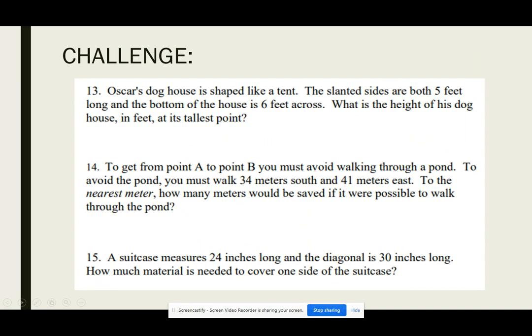Okay, so 13 through 15 are our challenge problems. You can do those on your own and you can email them to me to let me check them. Again, I recommend drawing a picture for each one of these. Be very careful. They are all multi-step problems, so it's not just as simple as doing the Pythagorean theorem and you're done. Usually there's another piece to it, especially number 14 and number 15. So make sure that you read it all the way and make sure you answer the final question.